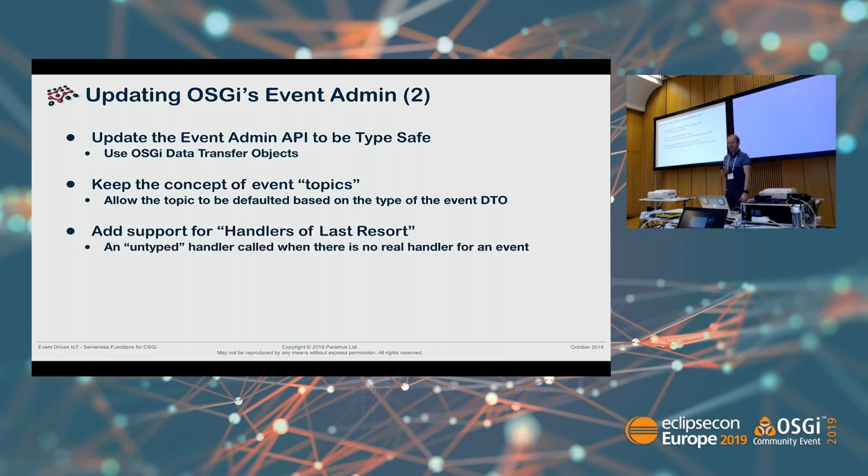Also, adding support for something that we're going to call a handler of last resort. So this is a guy who can process the untyped data. Yeah, sometimes you do have to fall back to a map. If it's a schema that you don't know before, you can't compile against it. Okay, we'll use a map.